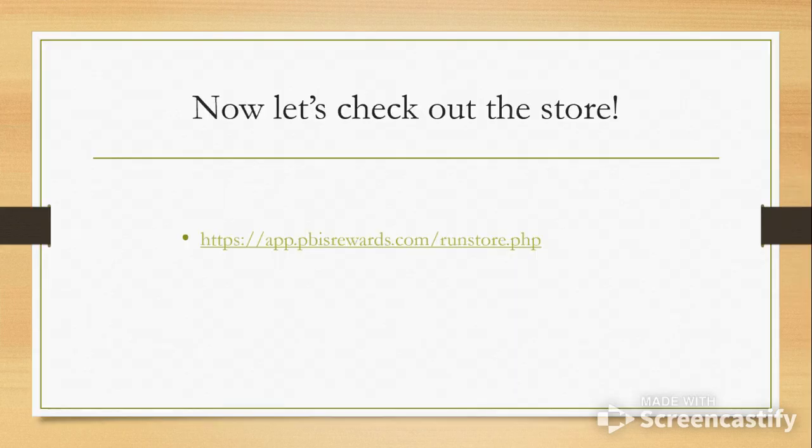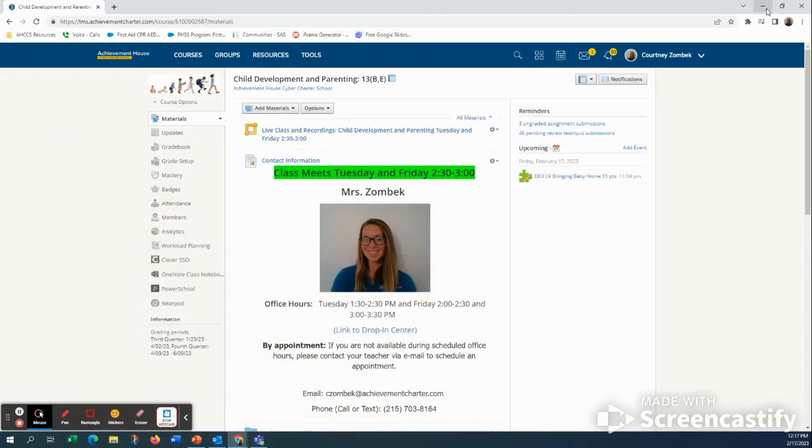So now let's check out the school store. And I also want to make sure that you know how to get there and put something in your cart and check out. Okay, so when you get to the Schoology page, you're going to go to the top where there's 4 boxes and click on that, and you're going to go into Clever SSO.